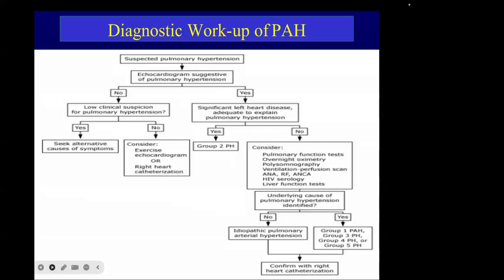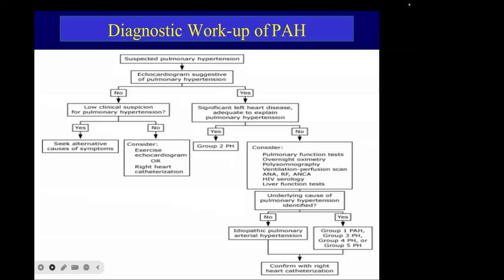Diagnostic workup: suspected pulmonary hypertension, echocardiogram suggestive of pulmonary hypertension, yes or no. Yes: significant left heart disease adequate to explain the pulmonary hypertension? If yes, that is group 2 pulmonary hypertension. If no, consider pulmonary function test, overnight oximetry, polysomnography, ventilation perfusion scan, ANA, RF, ANCA, HIV serology, liver function test.